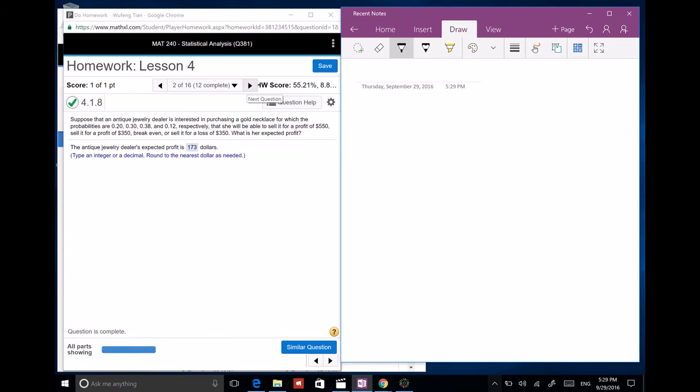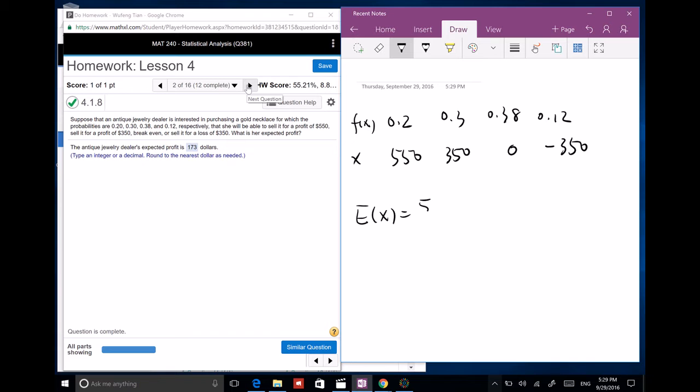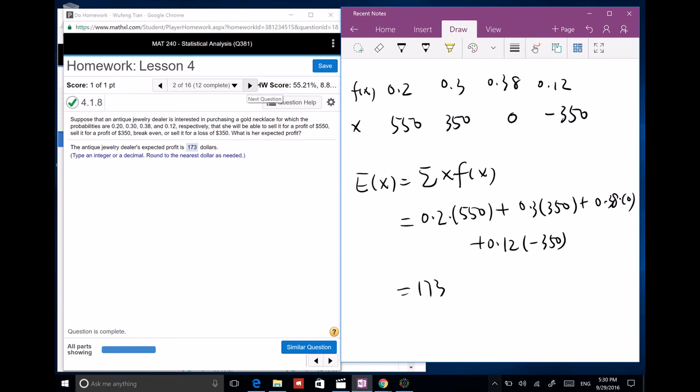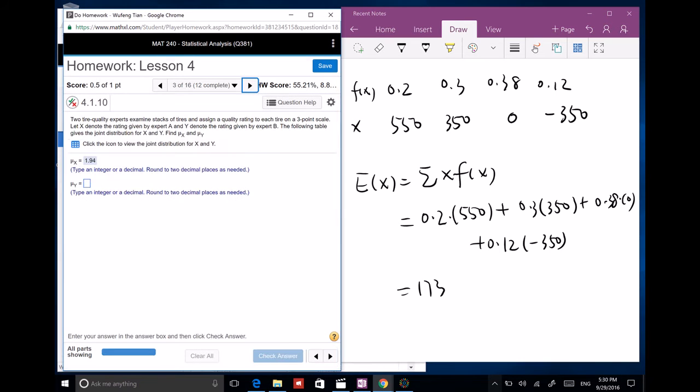Problem 2. This is pretty simple. The probabilities are 0.2, 0.3, 0.38, 0.12, and the values are 550, 350, break even 0, negative 350. This is the probability, this is the x, and the expectation value equals the sum of x times f(x). So it's 0.2 times 550 plus 0.3 times 350 plus 0.38 times 0 plus 0.12 times negative 350, and your final answer is going to be 173. Okay, so this is just applying the formulas, which is simple as well.